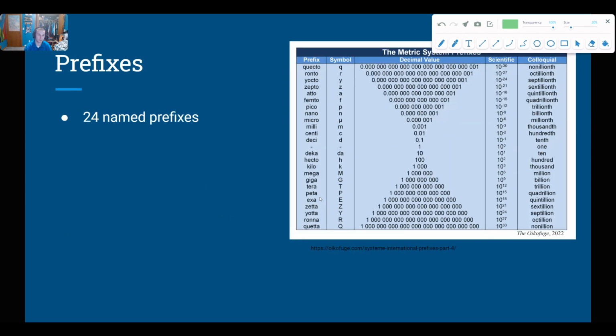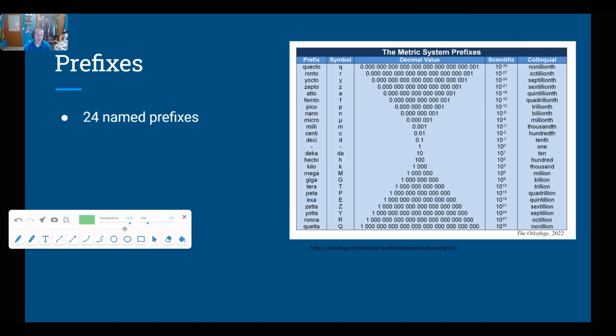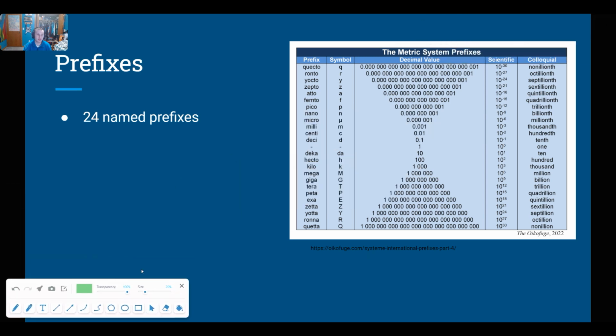Here to start. So first, prefixes. There are 24 named prefixes. The last update was in 2022, where they added these quetta, ronna, quecto, ronto definitions, which makes this a massive scale nowadays, which is crazy.